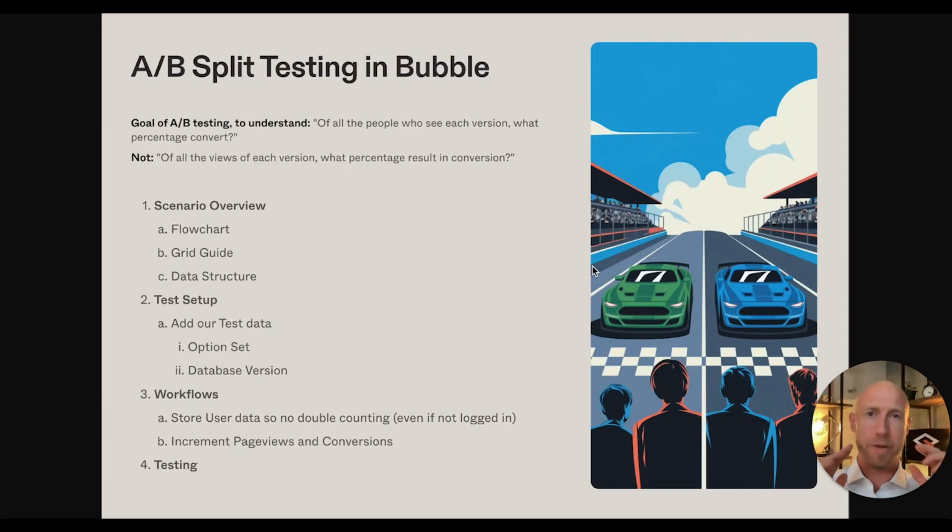Maybe you want to test your value proposition, adding social proof, or just putting "click here" on every button on your page. Whatever it is, in this video, you're going to learn how to set up your A/B split testing so that it is statistically accurate and everything is captured in your Bubble database.